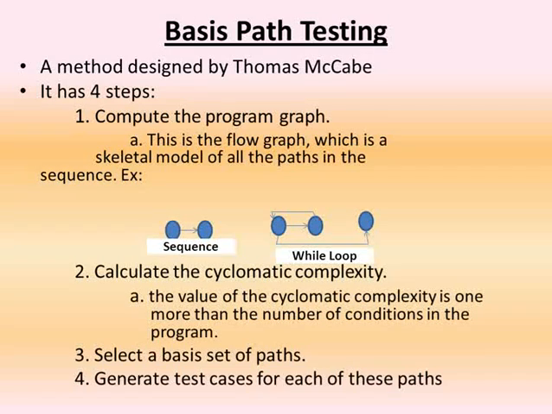I have here displayed a couple of flow graph examples. The first example shows a sequence which has 2 nodes and an arrow pointing from one node to the other. The second example is a while loop which has 3 nodes.